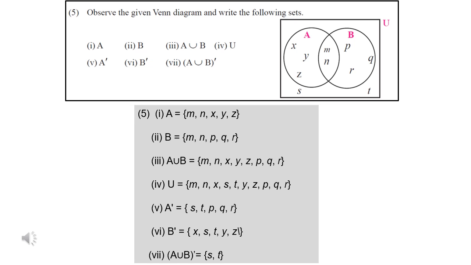And the last one, A union B complement. So here we have found out A union B. So we are going to compare this with the universal set. So there are only two elements which are not there in A union B, that is S, T. So this is how we are going to write down our answer, okay, individually for each of the asked questions.